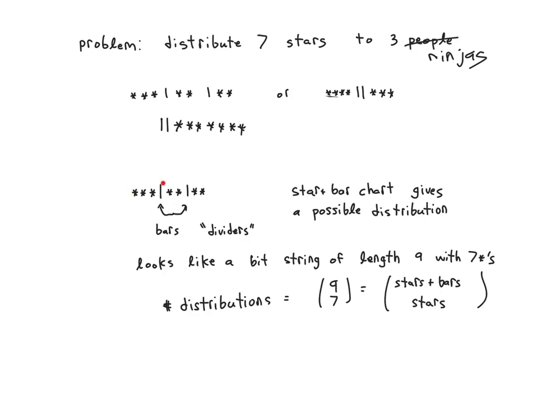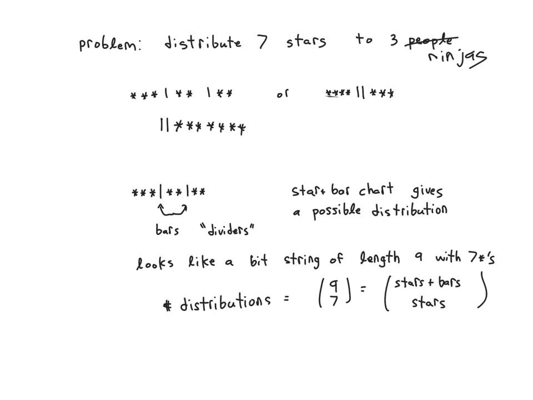Well, this star and bar chart, what is it? It's a string of 9 characters. The 2 possible characters are either a star or a bar. So we're looking at a bit string of length 9 that has 7 stars in it. And we already know how to count those problems. It's counted by a binomial coefficient, 9 choose 7.